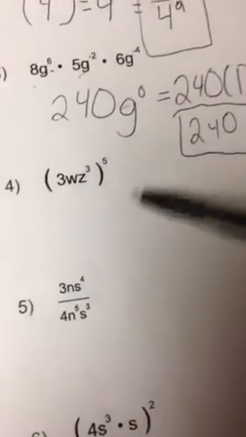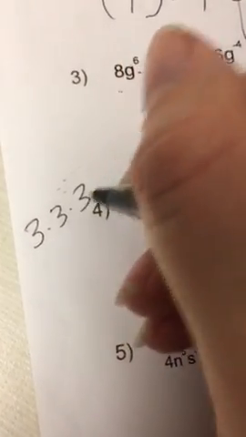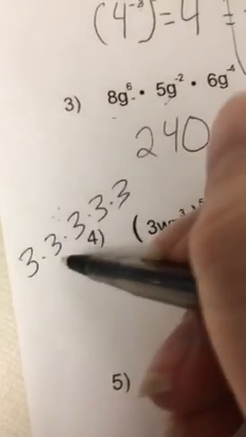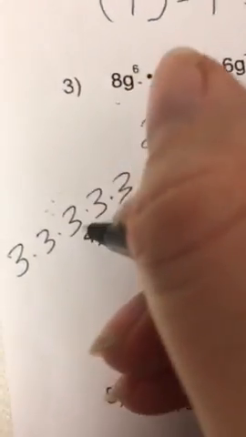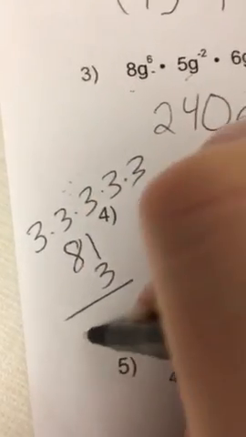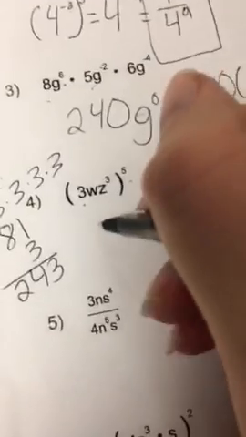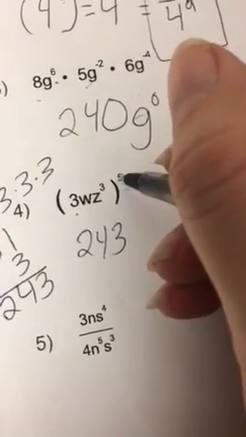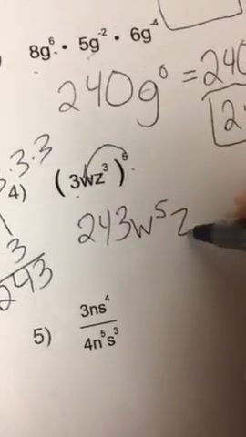For number 4, 3 to the 5th power means 3 times 3 times 3 times 3 times 3. So 3 to the 4th power, 3 times 3 is 9, times 3 is 27, times 3 is 81, 81 times another 3 is 243. So I get 243, I distribute the 5, becomes w to the 5th, and z to the 15th.